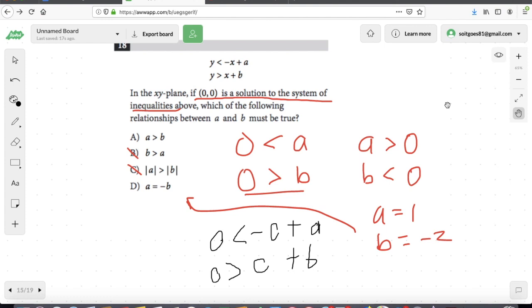If you plugged in a 1 for A, or 1 for A and a negative 1 for B. So, oh no, I got two true statements. What do you do? Just plug in another set of values. Yeah, look at it like an experiment. Just test values. Make it arithmetic. That's not bad, is it? No, it's really not.